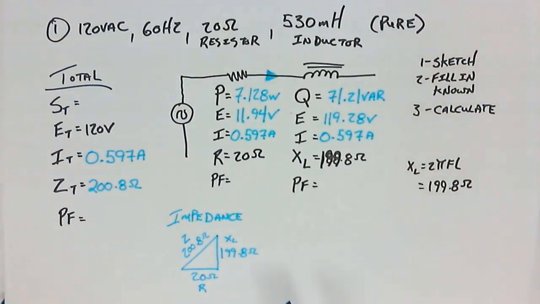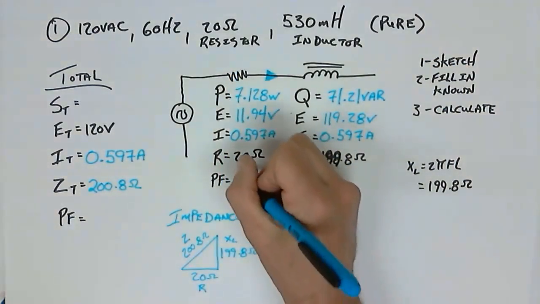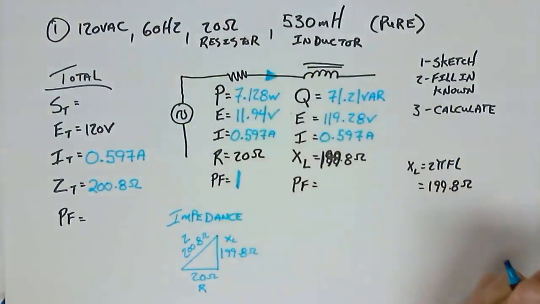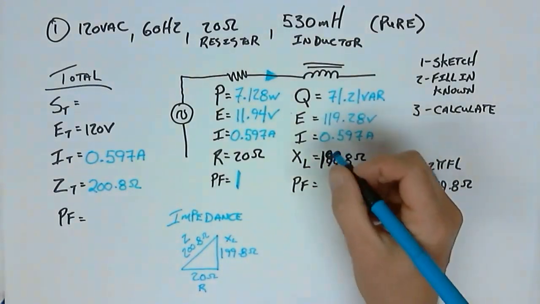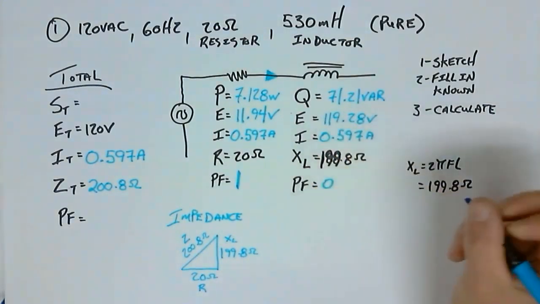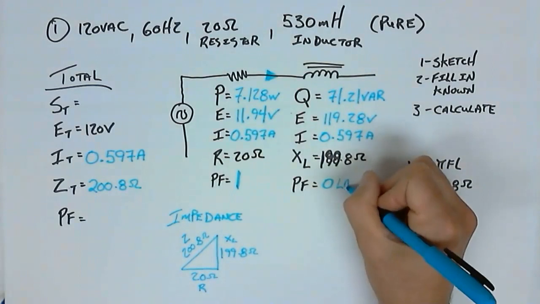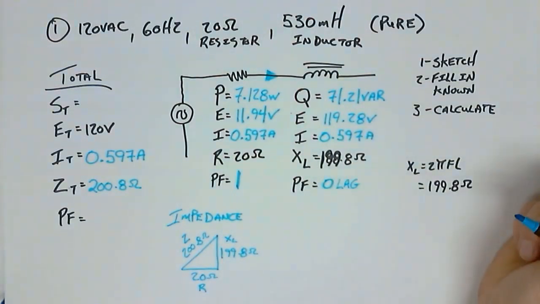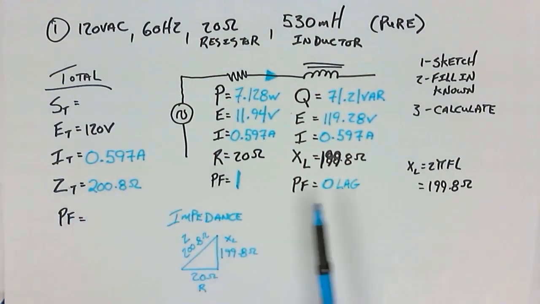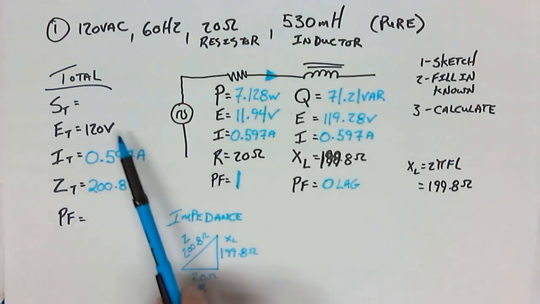Now, what would be the power factor of these two individual components? Well, the power factor would be for a resistor 1. It'd be a power factor of 1 because we know that there is no reactive component. What about for the inductor? The power factor should be 0, and we would say it's 0 lag because there's no in-phase component. Okay, so we've worked out all of this, and now we're over here on the totals.